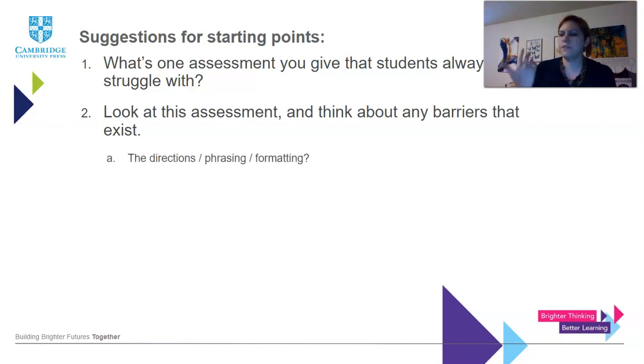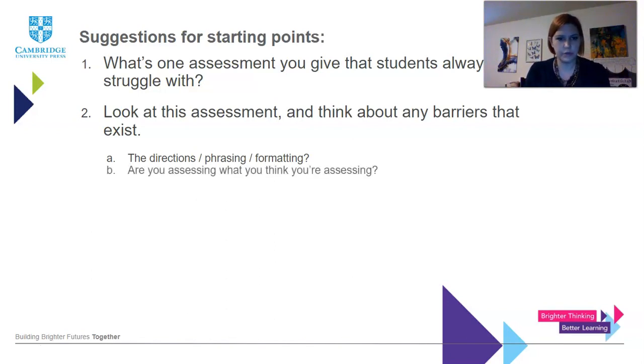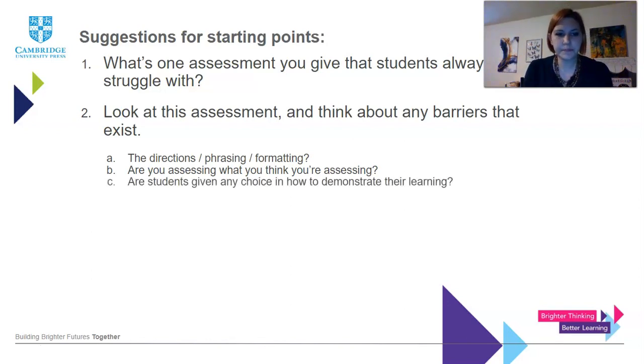Are the directions, the phrasing, the formatting, are all of those consistent? Are they very understandable for students? Are you assessing what you think you're assessing? Or have you run into that issue where you think you're assessing one thing, but you're really looking at kids' ability to spell correctly? Kids' ability to memorize, that kind of thing. Are students given any choice in how they demonstrate their learning? See if there's anything you can tweak or modify, work a little choice in there.